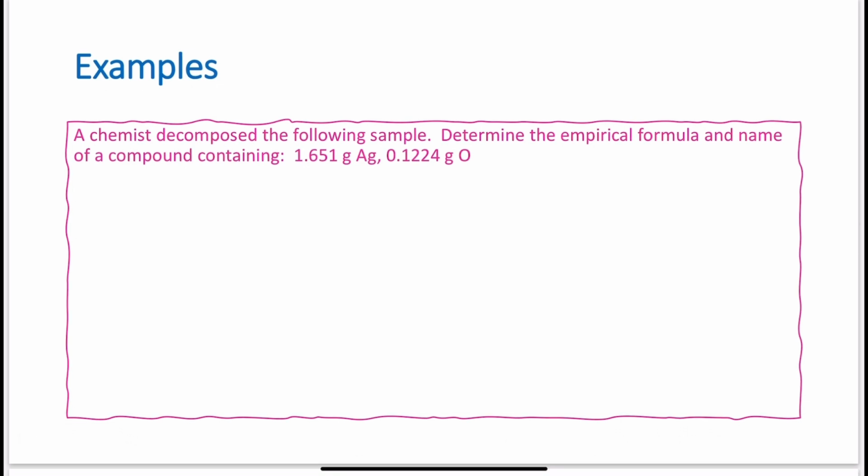A chemist decomposed the following sample. Determine the empirical formula and name of a compound containing 1.651 grams of silver and 0.1224 grams of oxygen. Okay. I've got both pieces, so I just need to figure out the moles of each piece. I know how many grams I have of each thing already, so it's even easier to do. I'm going to find the number of moles of silver first, just because it's listed first. 1.651 grams of silver.